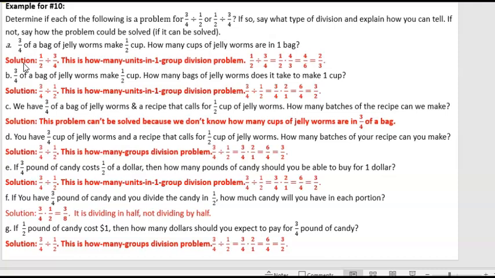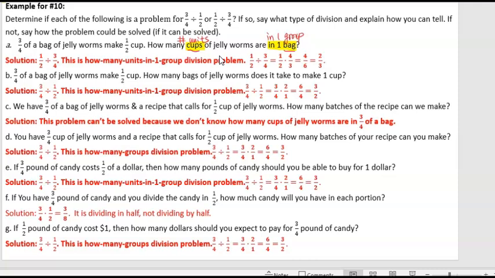Okay, so first of all, let's focus on the question here. The question says, how many cups? So the number of cups in one bag. If I put this in a way that fits our definition of multiplication, number of groups and number of units in one, this can be written as number of units in one group. So in this case, bag is our group, cups are our units. That's the question. And notice that both pieces of information are given.